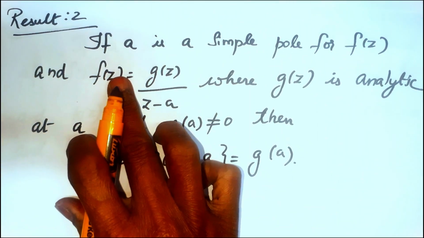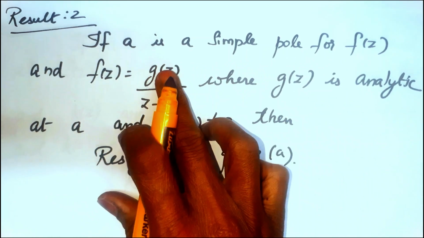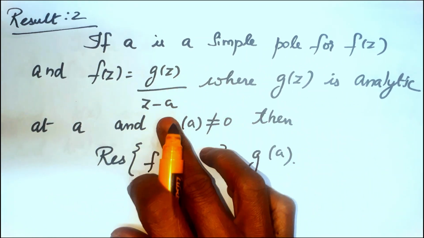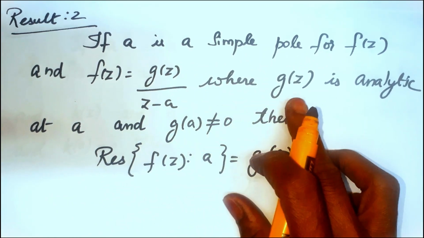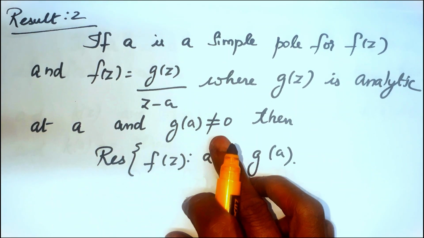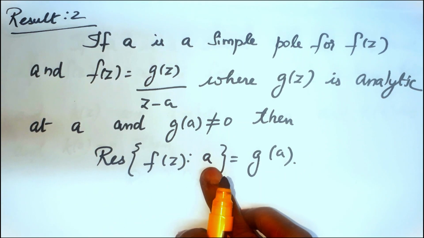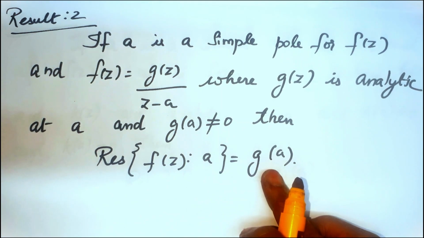The next result is, if a is a simple pole for f of z and f of z is of the form g of z by z minus a, where g of z is analytic at a and g of a is not equal to 0, then residue of f of z at the pole a is equal to g of a.